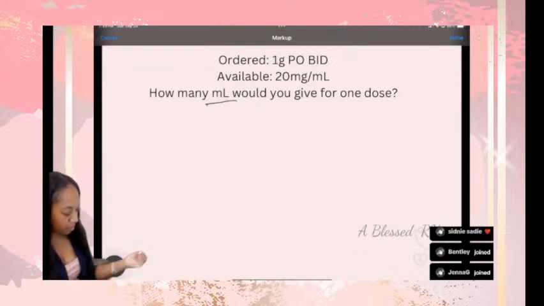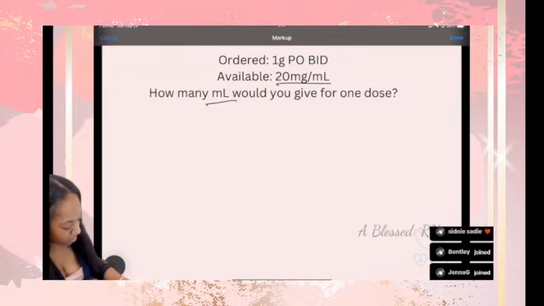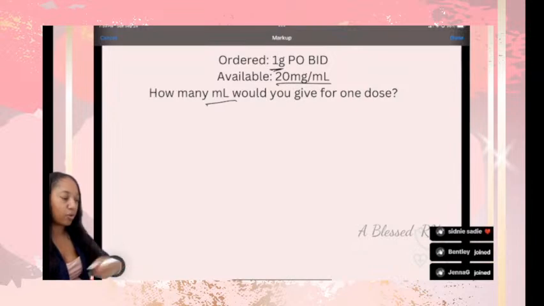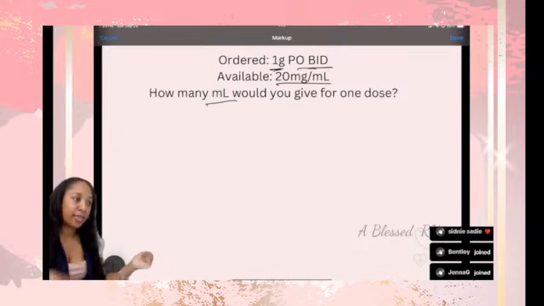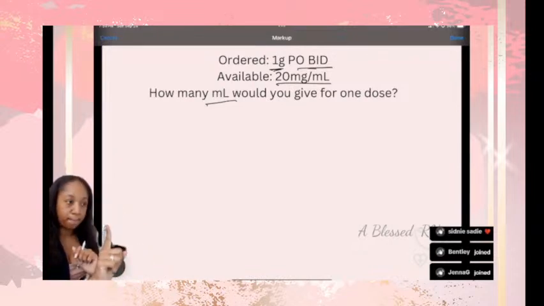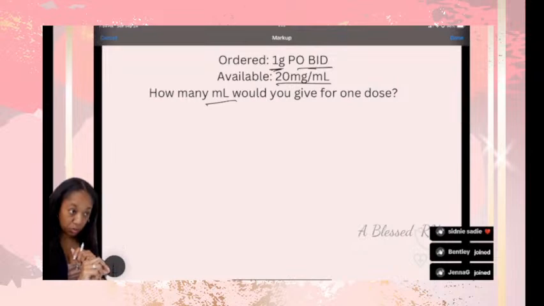So we are looking for milliliters, okay? So we're looking for milliliters. I'm going to start with milliliter. So this is our medicine, and this is what's ordered. We're trying to see how many mLs are going to give us 1 gram. And then pay attention. Right here, it just means that they are getting 1 gram per dose. And there are 2 doses in 1 day.